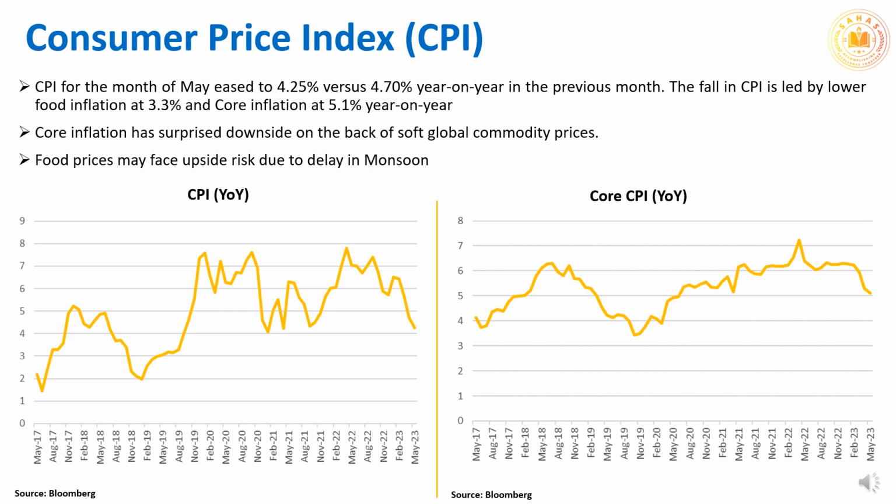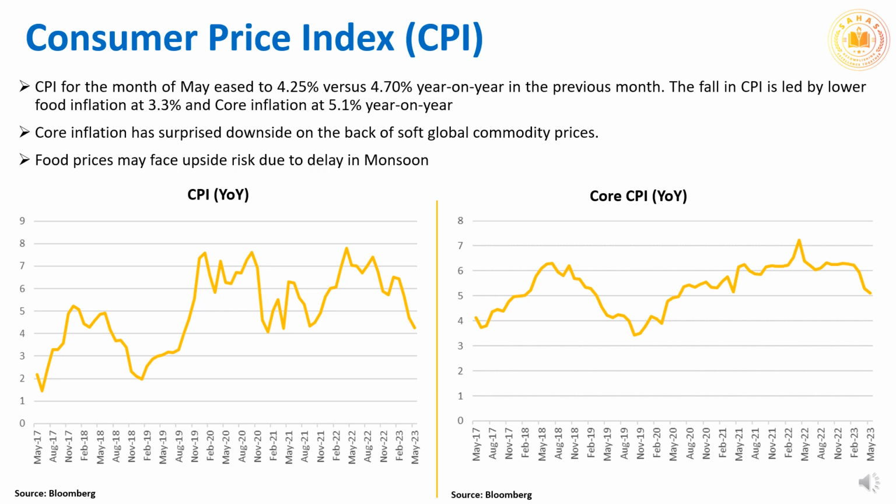India's CPI for the month of May eased to 4.25% versus 4.70% year-on-year in the previous month. The fall in CPI is led by lower food inflation at 3.3% and core inflation at 5.1% year-on-year. Core inflation has surprised downside on the back of soft global commodity prices. Outlook for core inflation is favorable, as falling commodity and crude prices, on account of global growth concerns, will provide a cushion on inflation prospects.